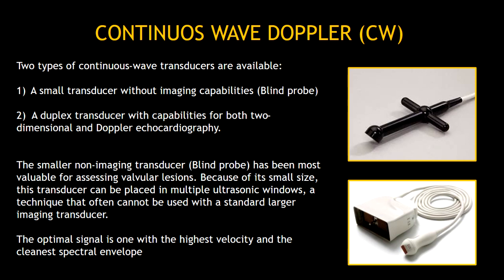The smaller non-imaging transducer has been most valuable for assessing valvular lesions. Because of its small size, this transducer can be placed into multiple ultrasonic windows, a technique that often cannot be used with a standard larger imaging transducer. The optimal signal is one with the highest velocity and the cleanest spectral envelope.